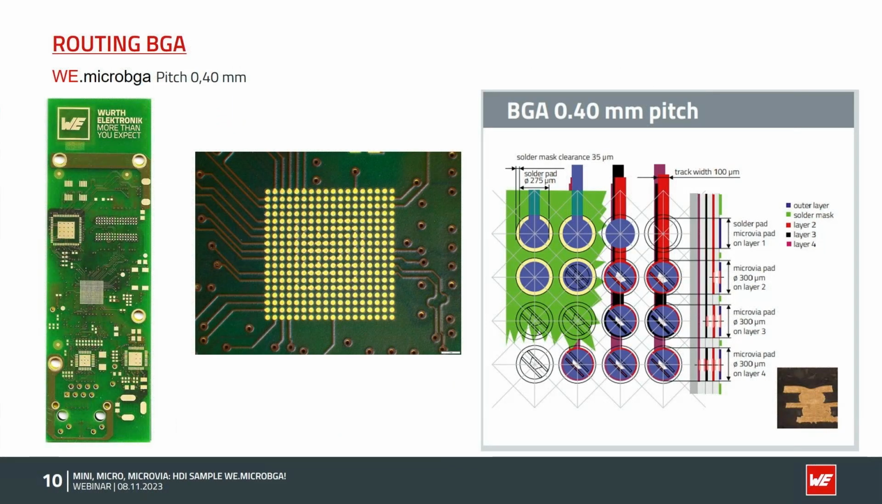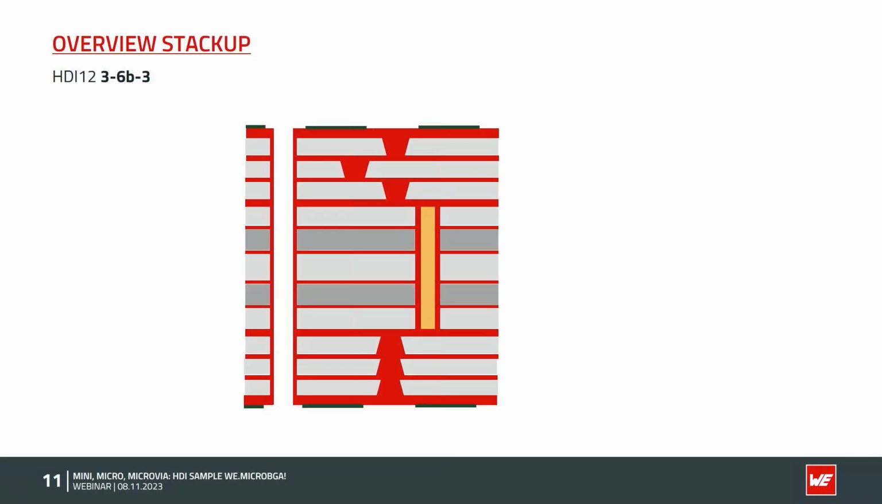We have design rules for this on our homepage, as shown here. Of course, you have to use smaller pads. The space between the pads is so small that you cannot feed any traces in between. So for every row, you have to go for a separate layer. So to fan out this board, we need a pretty complex stack up.